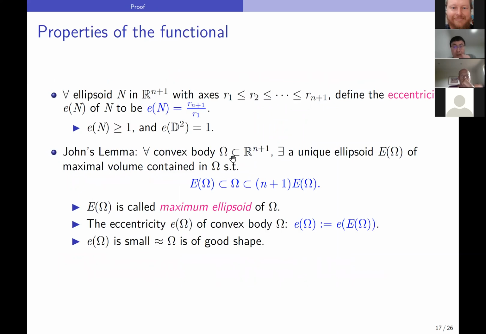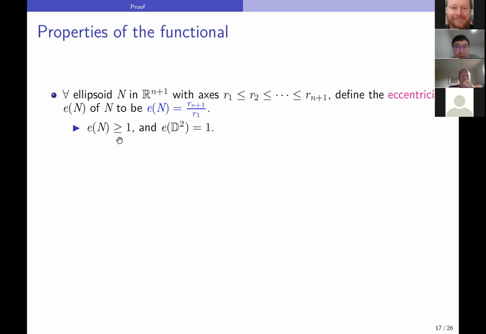Okay, so the first one, let me introduce the eccentricity of an ellipsoid. For any ellipsoid with axes R1, R2 to R_{n+1}, we define the eccentricity of this ellipsoid to be R_{n+1} over R1. By this definition, the eccentricity is always greater than or equal to 1, and in particular, the unit disk has eccentricity 1.